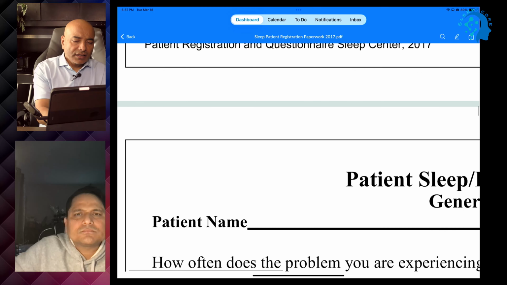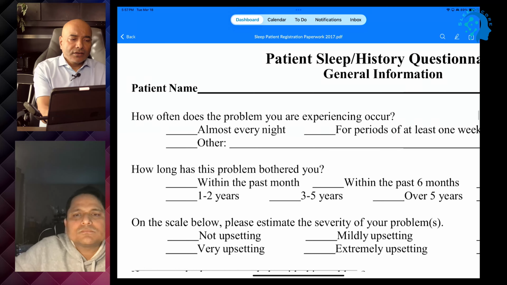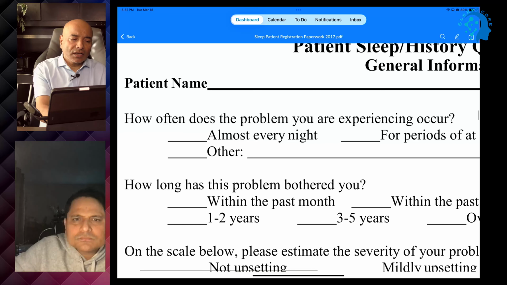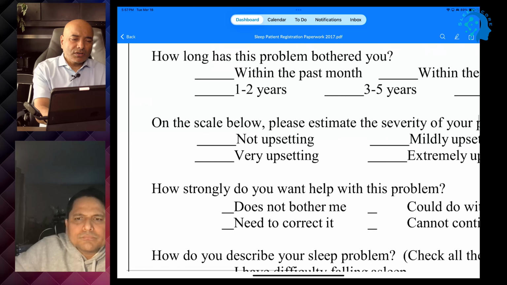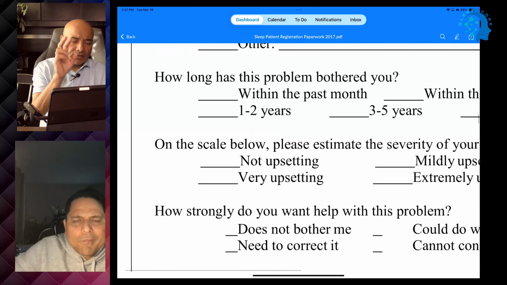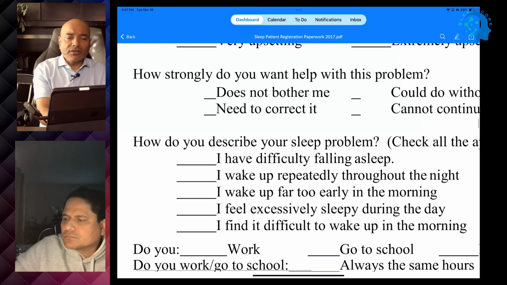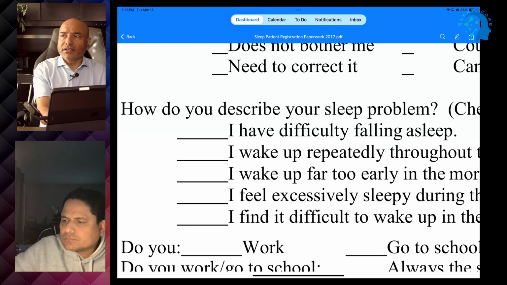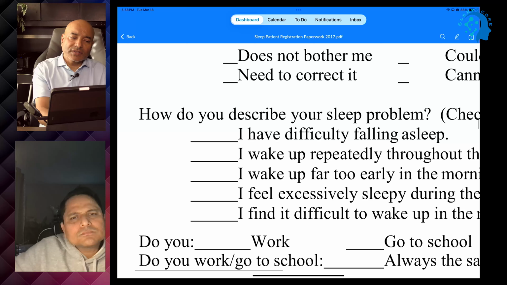And the next thing is, how often does the problem you are experiencing occur? How long has this sleep problem been going on, and how strongly do you want help with it? How do you describe your sleep problem? You see here, it says, how do you describe your sleep problem?